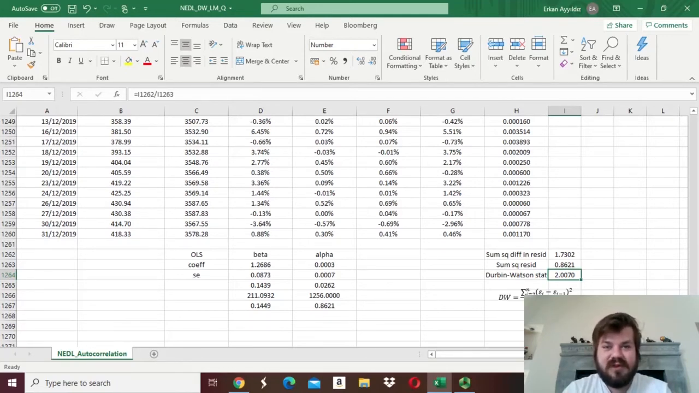What does it represent conceptually? Well, 0 would represent total positive autocorrelation. That would mean that, in our case, high returns in the previous day cause higher returns in the current day. And 4 would mean absolute negative autocorrelation. That is, high returns in the previous day would cause extremely low returns in the current day.